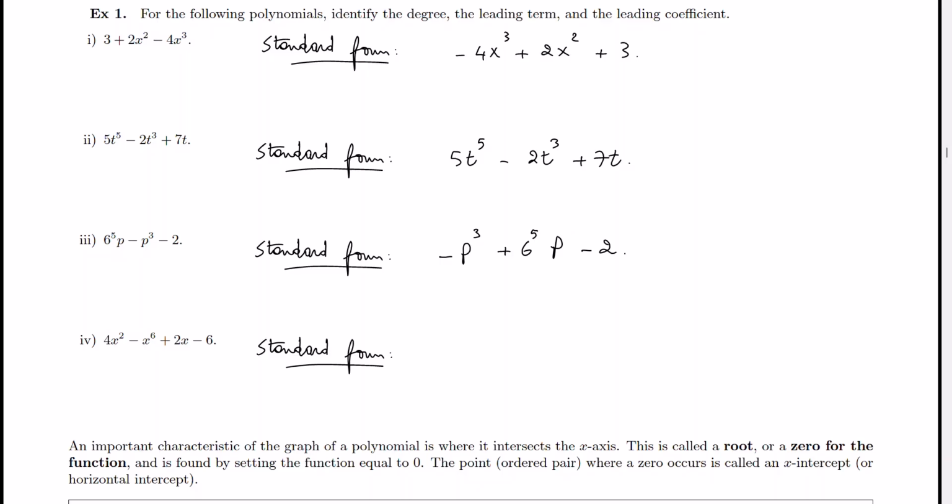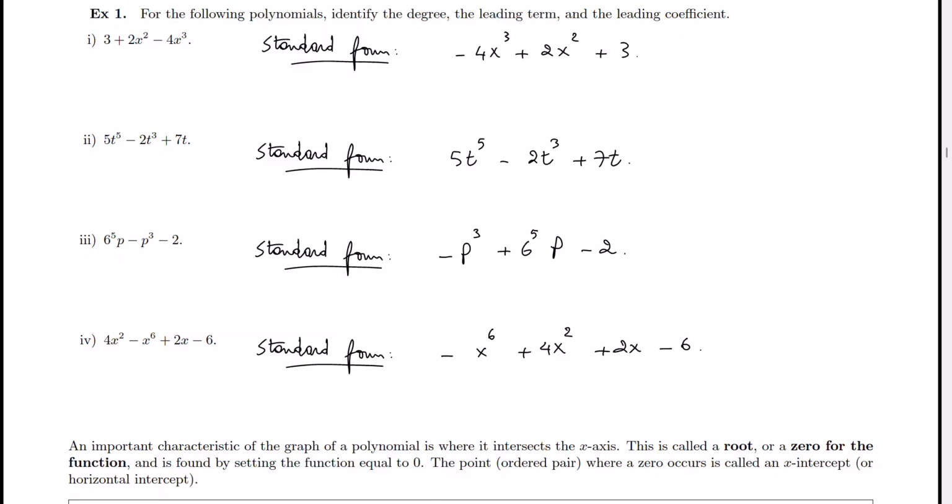And finally, the last one, 4x squared minus x to the power of 6 plus 2x minus 6. The x to the power of 6 needs to go first. Then the 4x squared, and obviously it's positive. Then the 2x, then the negative 6.